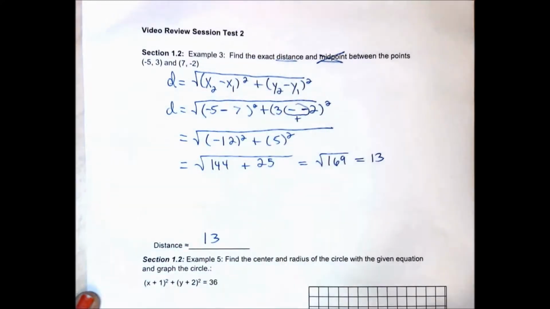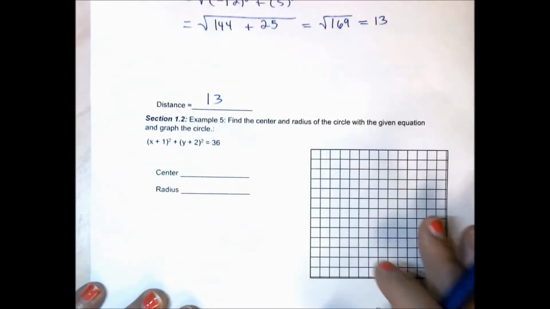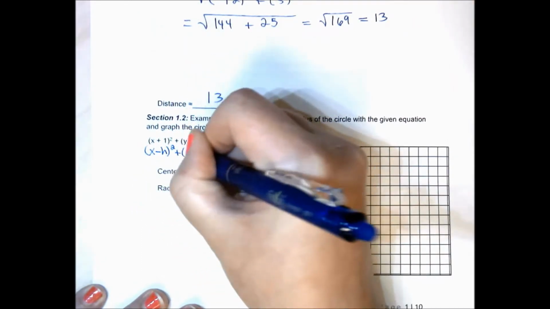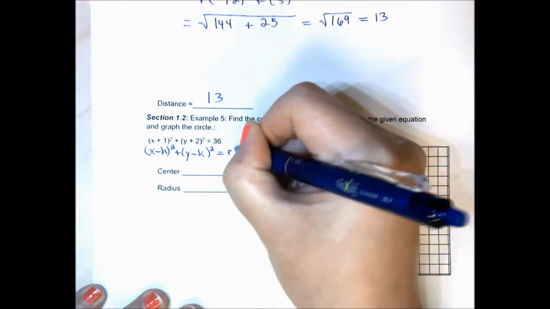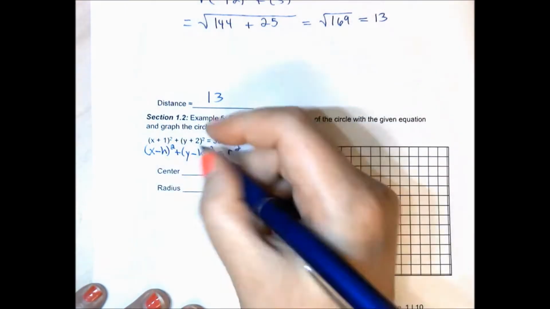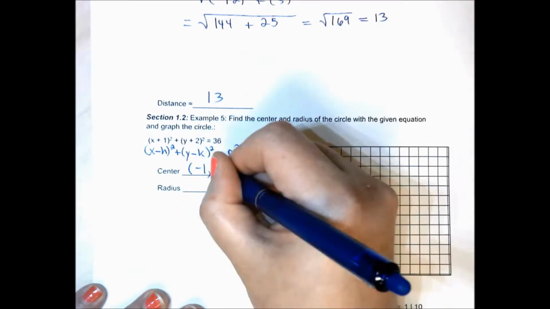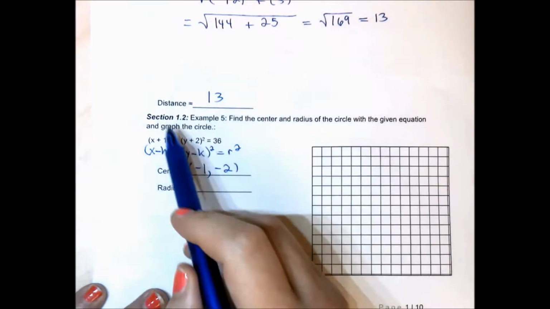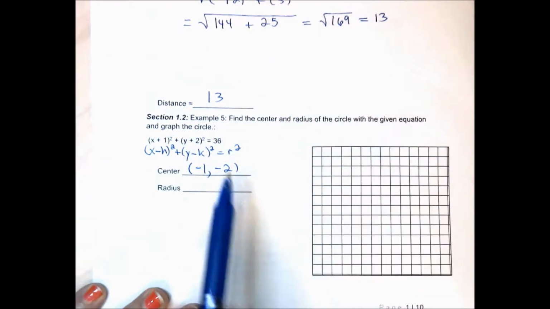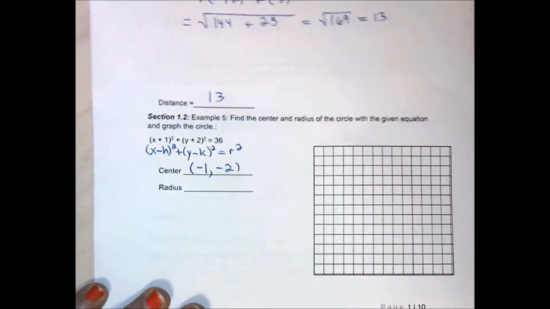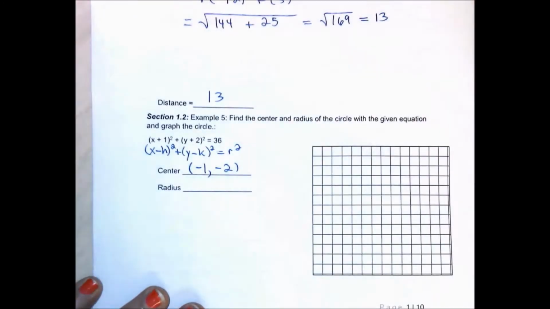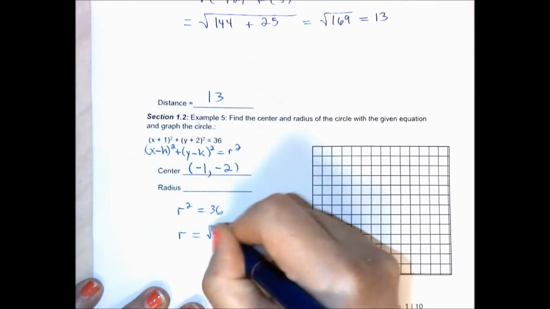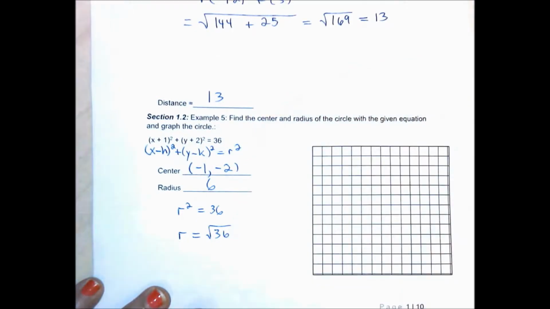Alright, circles. The circle formula is x minus h squared plus y minus k squared is r squared. So to find the center, you're going to take the opposite of the signs you see in the parentheses because there's minuses built in. So in order for this to become a plus, h must have been a minus 1 in order to become a plus. Then the radius, since r squared is 36, then r has to be the square root of 36. So our radius is 6.